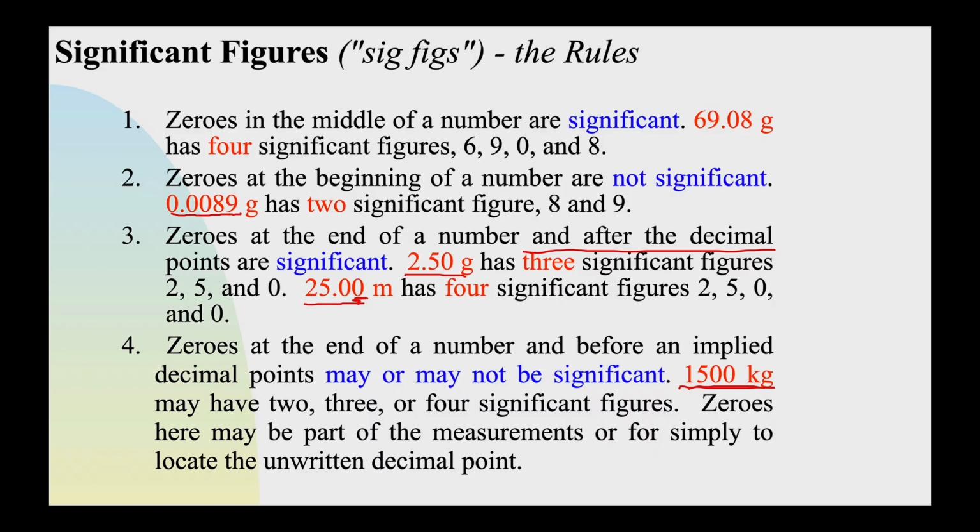So if 1500 is just, the zeros aren't significant, that would be somewhere between 1400 and 1600, a pretty good plus or minus. On the other hand, if you had 1500 and they're all significant numbers, then it would be plus or minus 1. So you'd have 1499 to 1501, quite different uncertainties. So you kind of need to know.